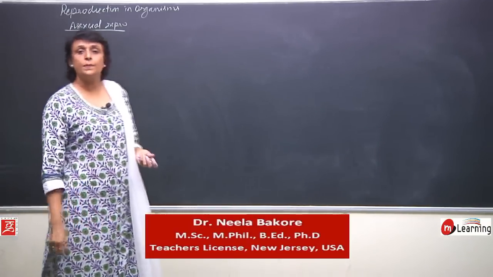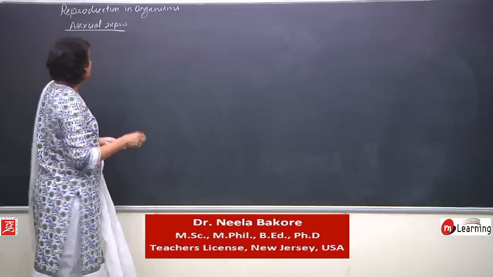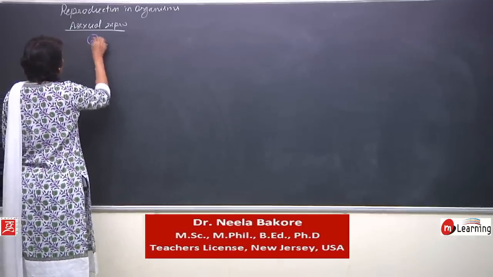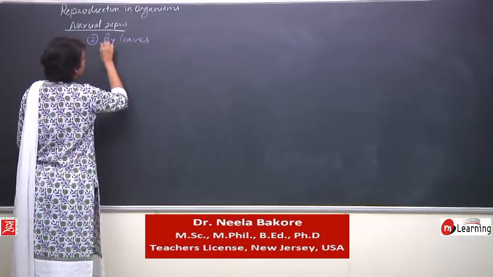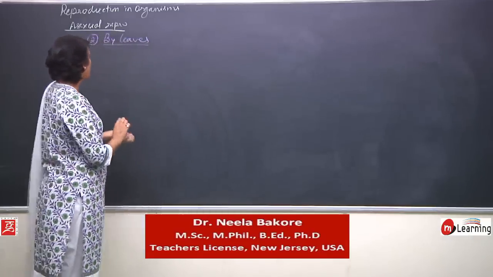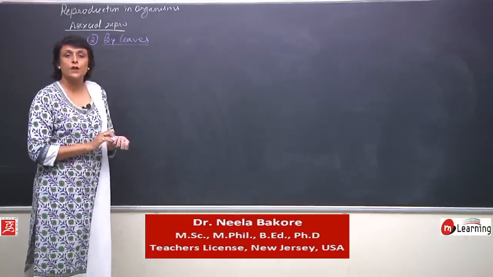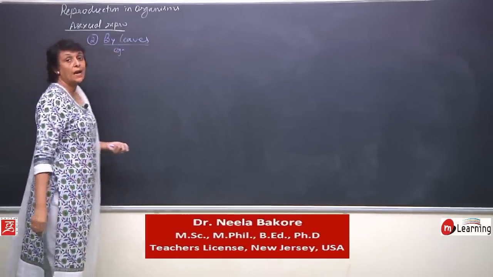Now the leaves helping in vegetative propagation. So first we saw by stem, now we are talking about by or with the help of leaves. 2-3 very important examples which we normally talk of, or rather which we have been discussing from junior classes. One such example is of bryophyllum.